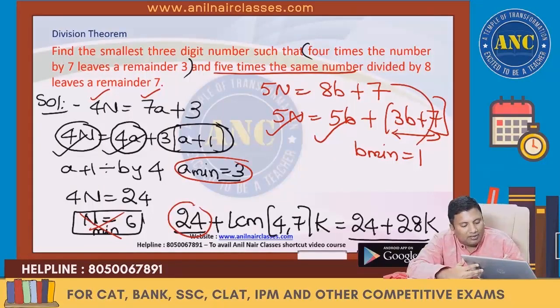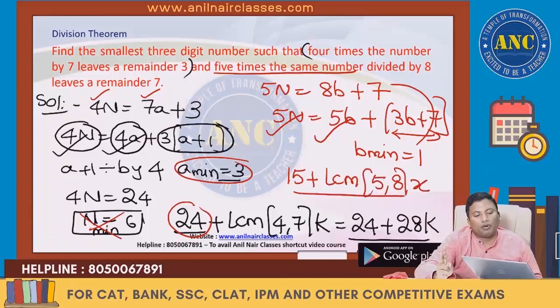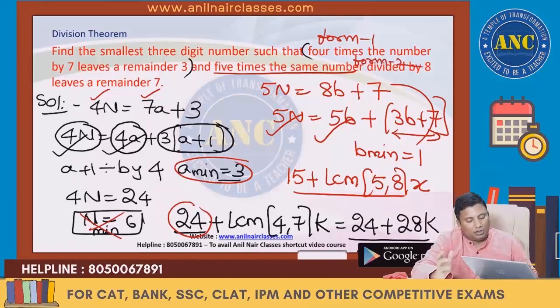So, the other form of the number is 15 plus LCM of 5 comma 8 into x. Are you with me? There are two forms for n. This is form 1 and this is form 2. Now, if you equate both of them, you will get the answer.